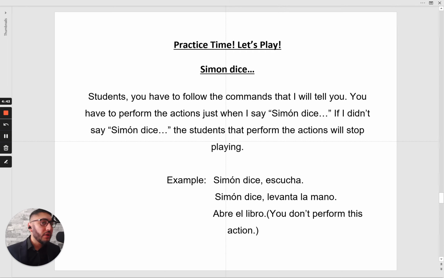Okay, so let's practice. Let's play. Simon dice, students, you have to follow the commands that I will tell you. You have to perform the actions just when I say Simon dice. If I didn't say Simón dice, the students that perform the actions will stop playing. Okay? So let's take this example.